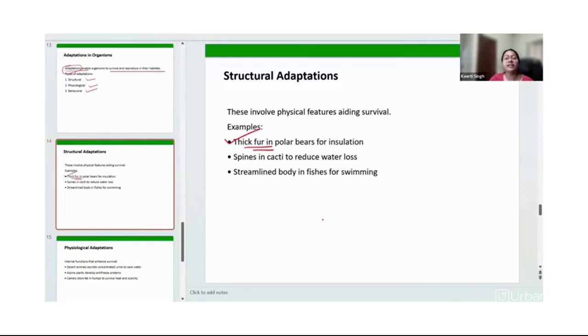Another example is the development of cacti. You have seen the cactus plant. It happens to be present in deserts. In the desert, you already know there is very little water present. So what they do is develop some kind of spines that will actually reduce the water loss.